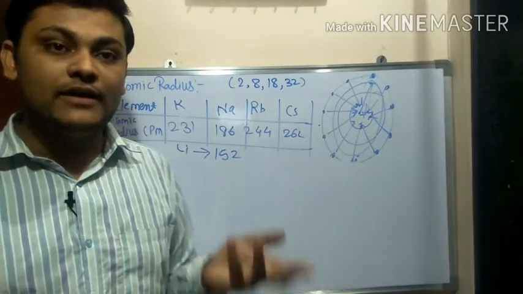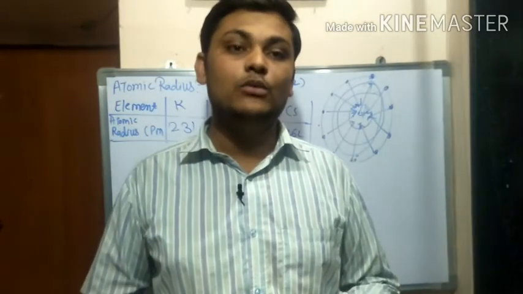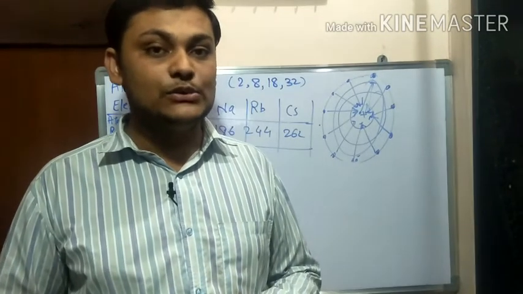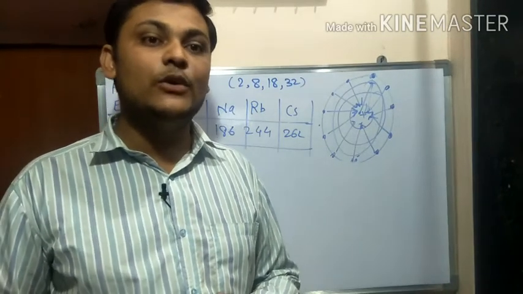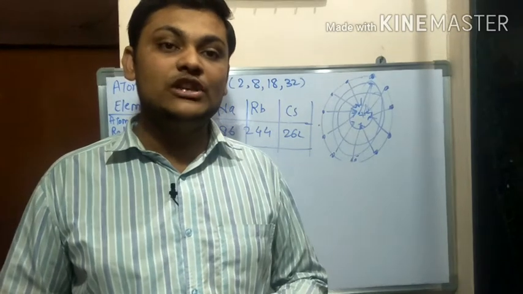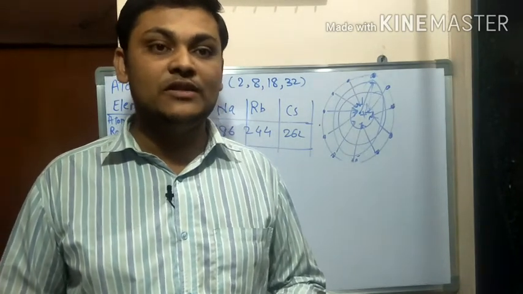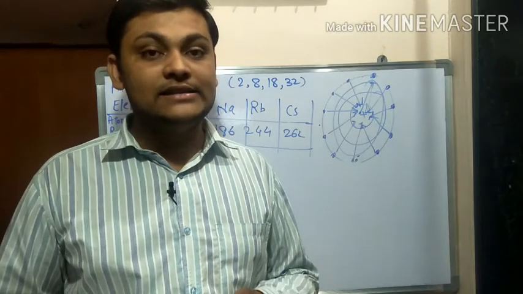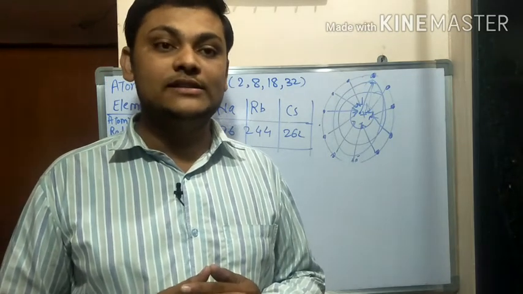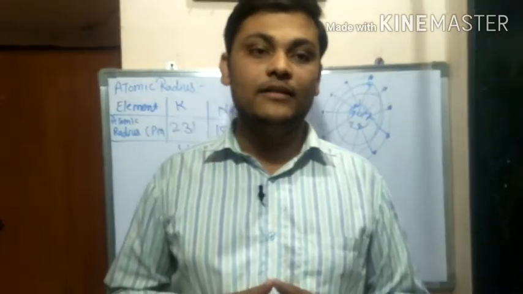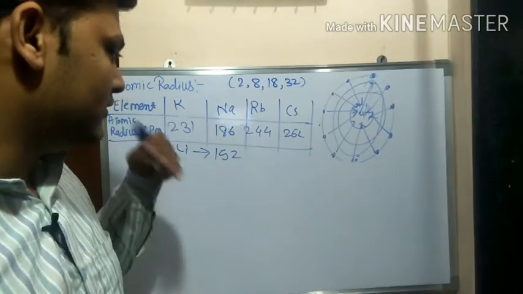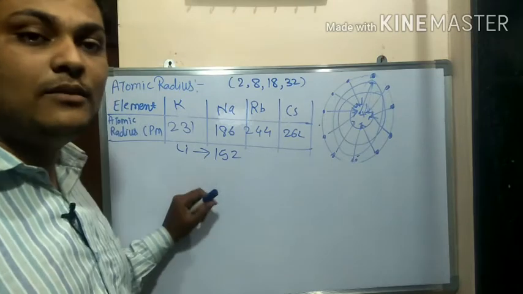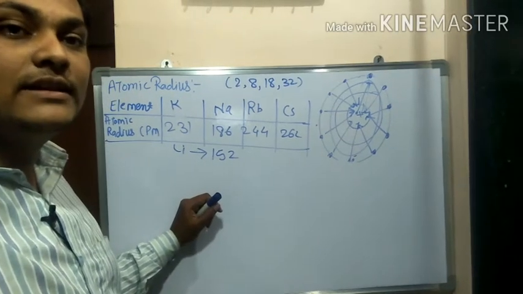You will find that while going down in a group, the atomic size goes on increasing. This is because while going down a group, a new shell is added, and therefore the distance between the outermost electron and the nucleus goes on increasing. As a result, atomic size also increases.